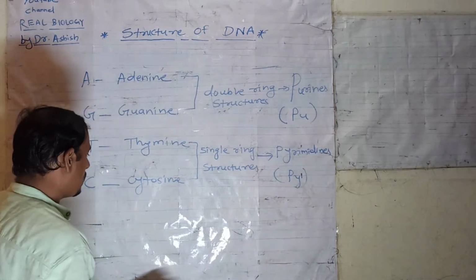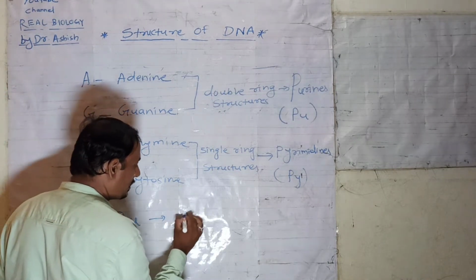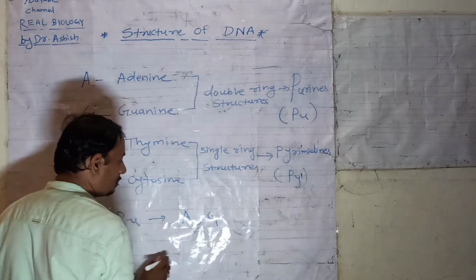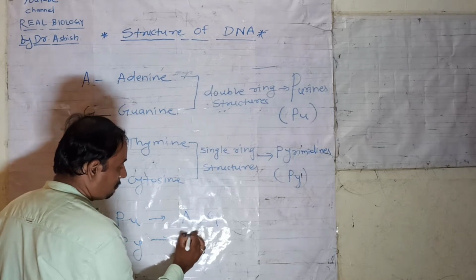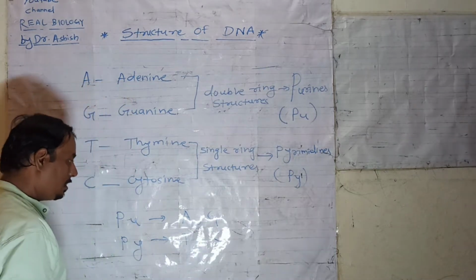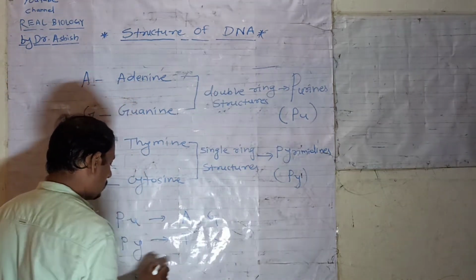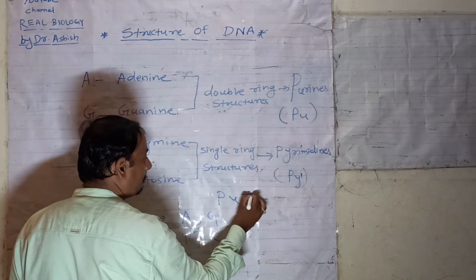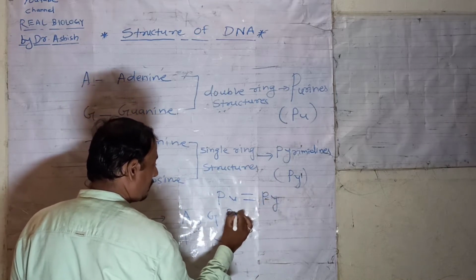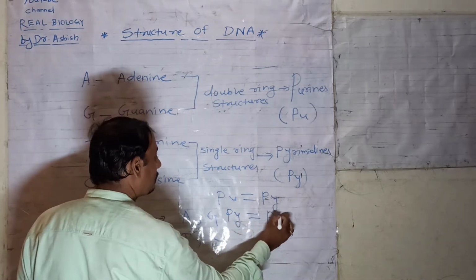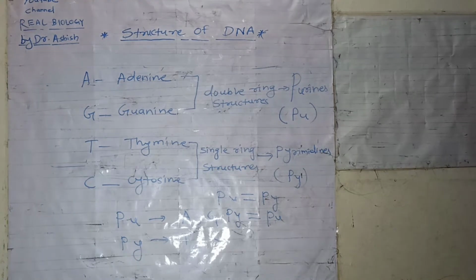How many purines are there? There are 2 purines, adenine and guanine. And the number of pyrimidines is also 2, thymine and cytosine. The pairing in DNA is always purine pairing with pyrimidine or pyrimidine pairing with purine. So the pairing is always purine-pyrimidine or pyrimidine-purine.